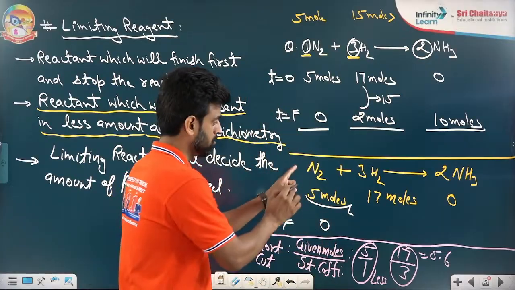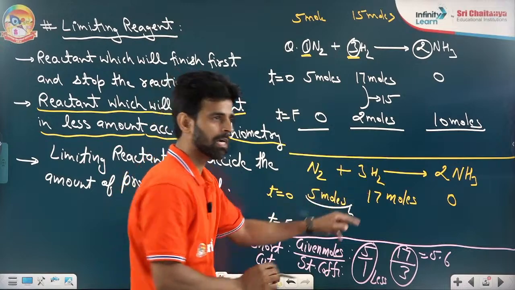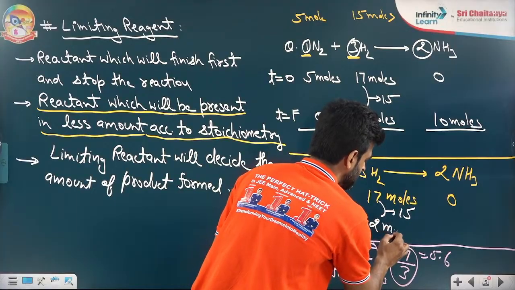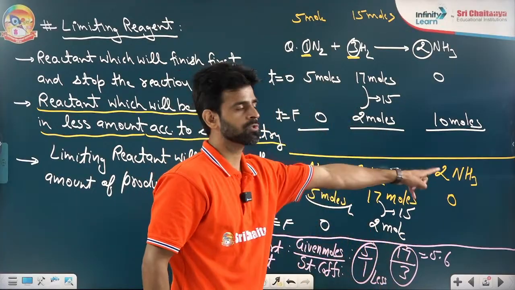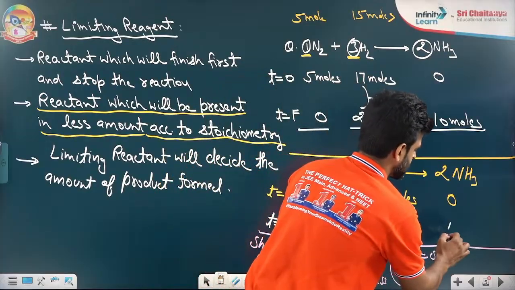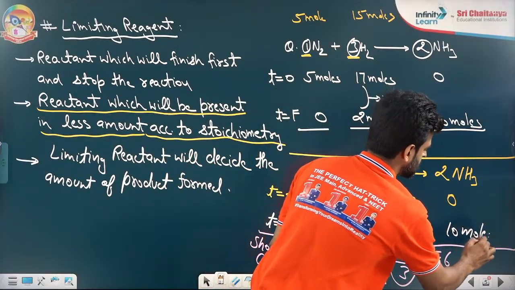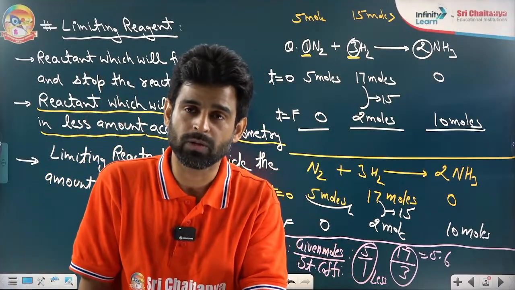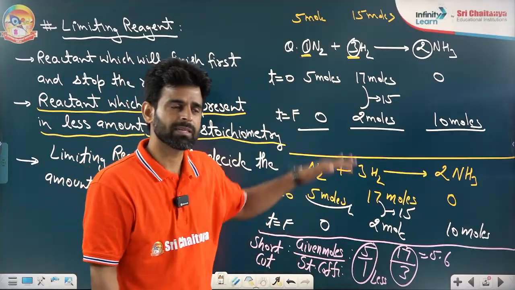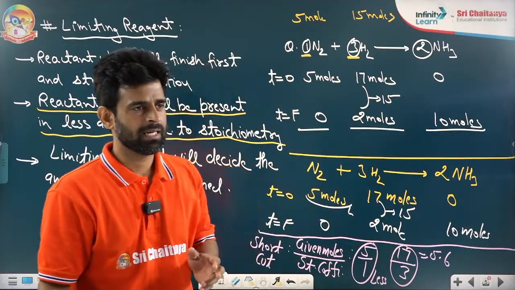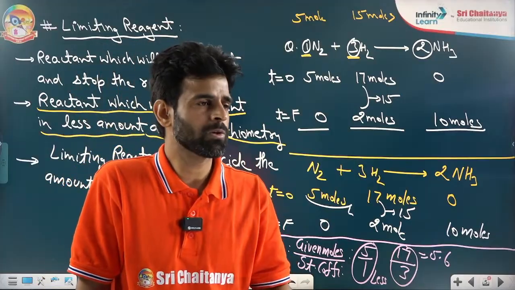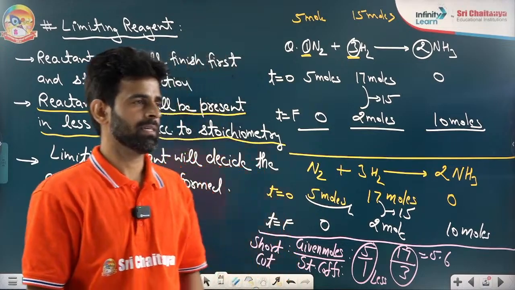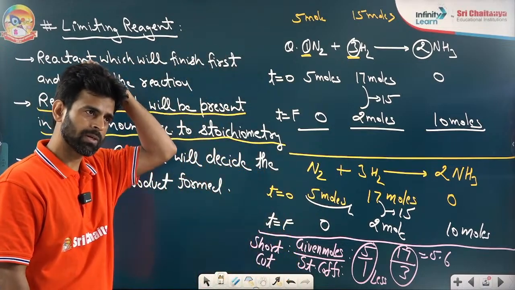5 becomes 0. 1 finishes 3, so 5 finishes how much? 15. So 15 will finish. How much will remain? 2 moles will remain. 1 makes 2, so 5 makes how much? 10. So I solved the above question in the same way, using only the shortcut. I'm solving the same question but using a little shortcut. Got the point? I'm giving you some more questions, you will understand it better. Okay, now look at this.